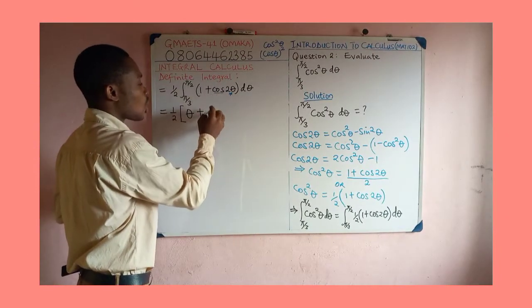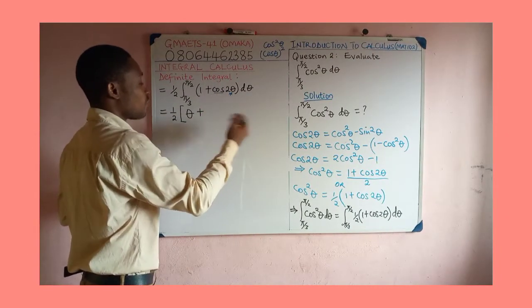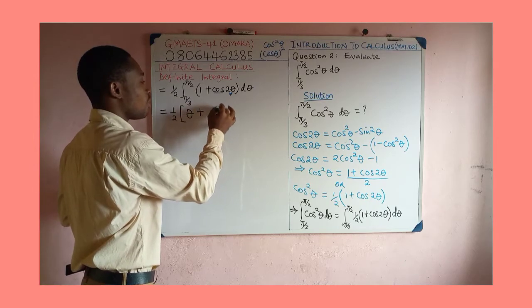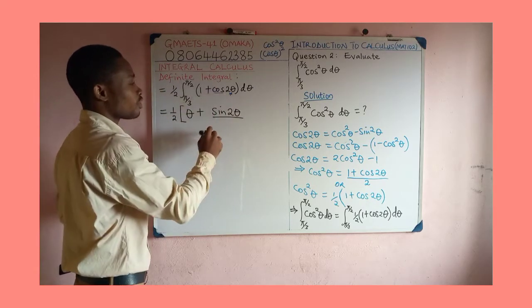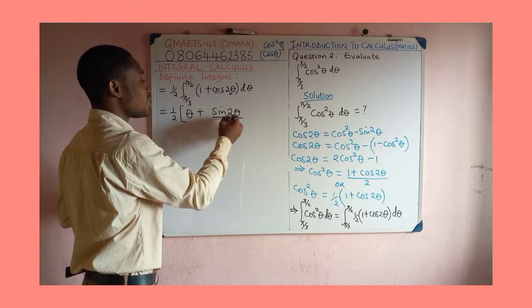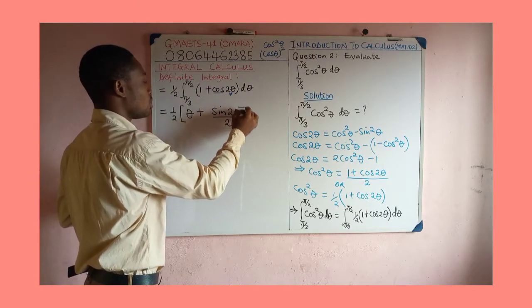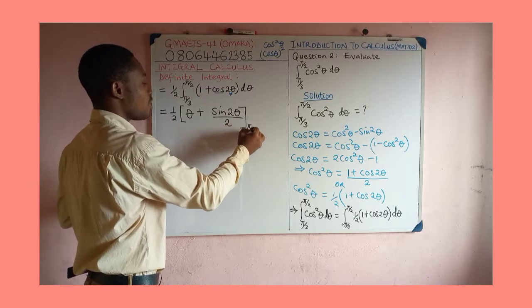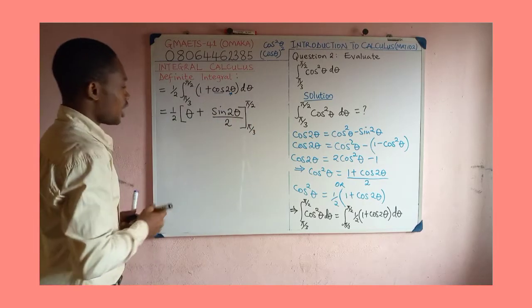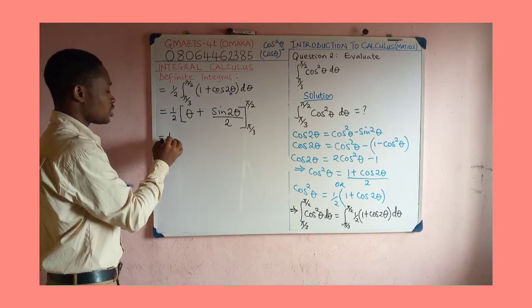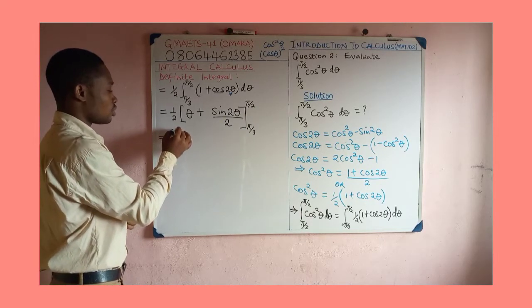So the integral of cos, that is cos of a function, is the same as sine of that function. Then divided by the differentiated minor function, 2 theta. If you differentiate 2 theta with respect to theta, you're going to get 2. So our limit is pi over 3 to pi over 2. We shall now substitute our limits. So this is 1 over 2. So we're going to have this.